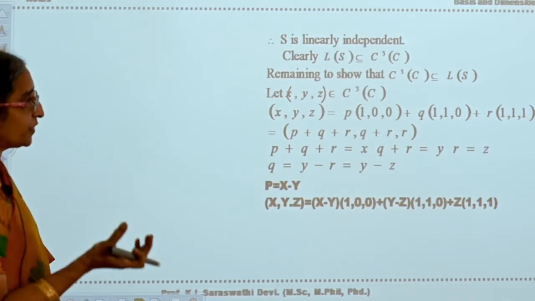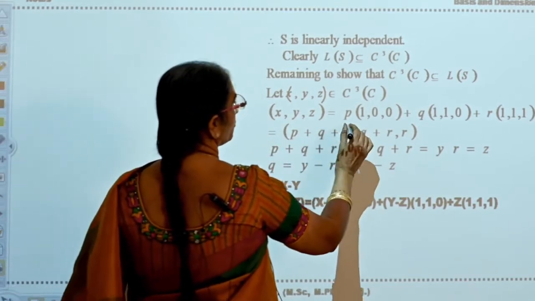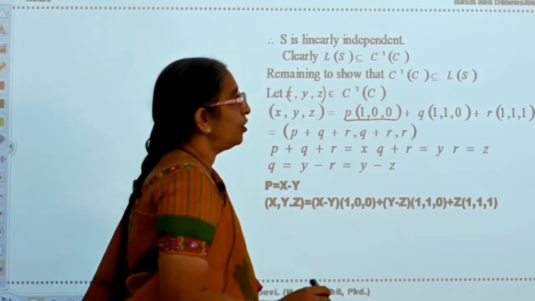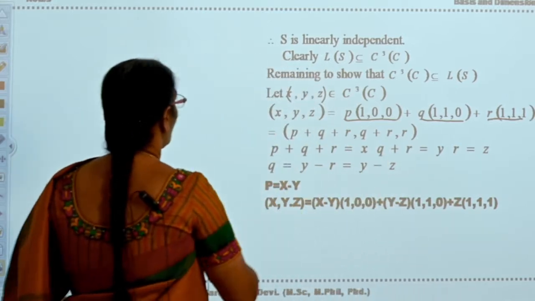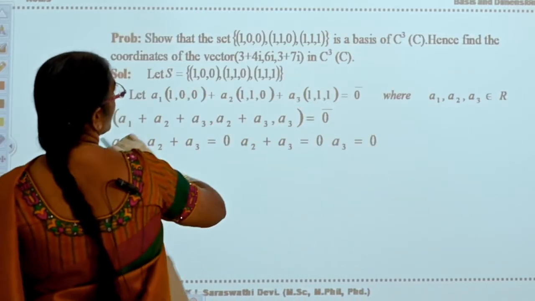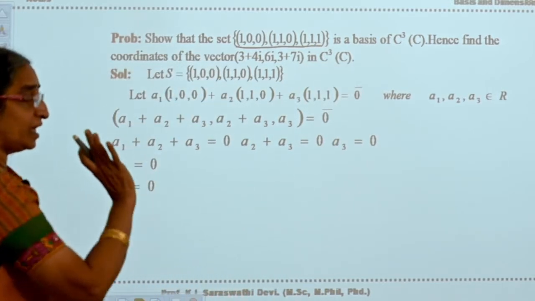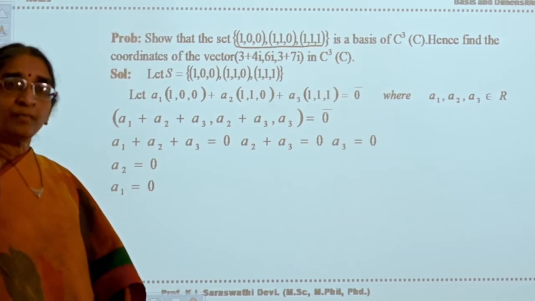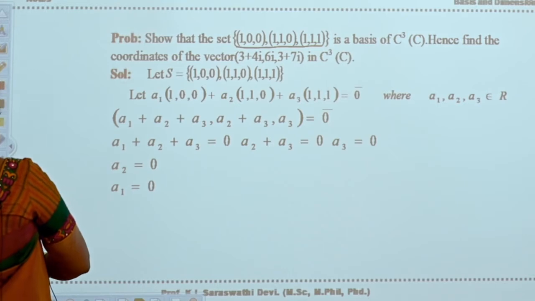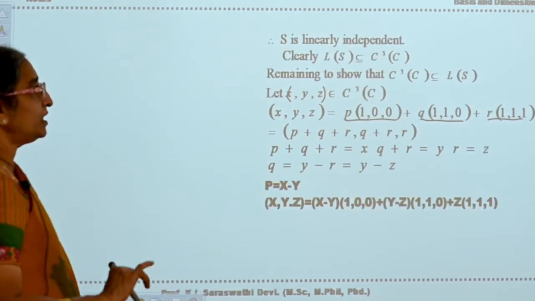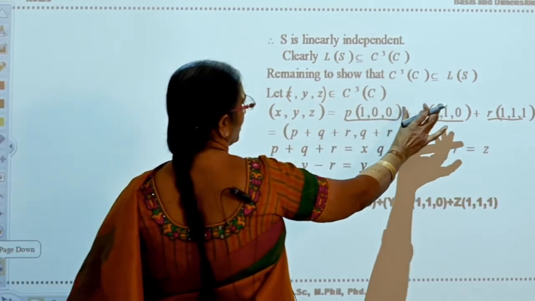Any vector can be represented as a linear combination of its basis elements. So, (x, y, z) is equal to p into (1, 0, 0) plus q into (1, 1, 0) plus r into (1, 1, 1). Why? Because they are the elements of S. You have said S is linearly independent and the number of elements in S is the same as the dimension of the vector space. Therefore, S is the basis. Since S is the basis and (x, y, z) is any element in C3 of C, it can be expressed as a linear combination of the elements of S like this.